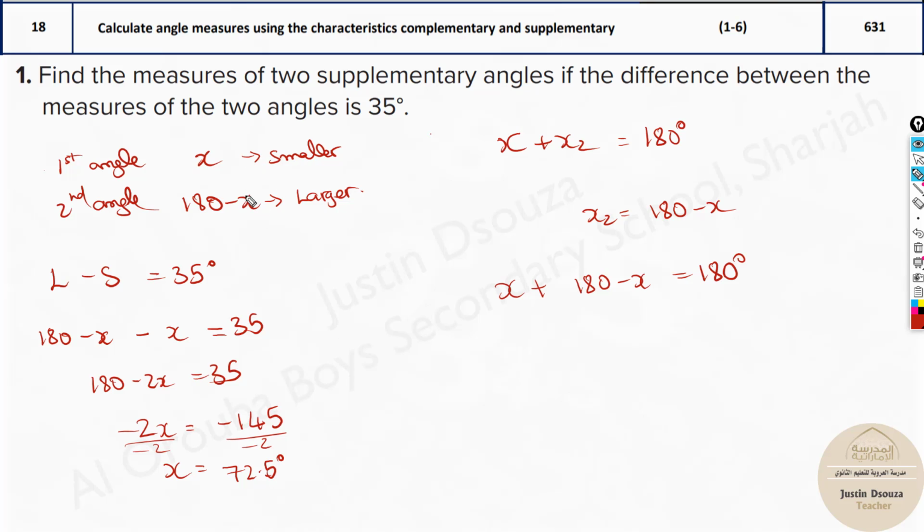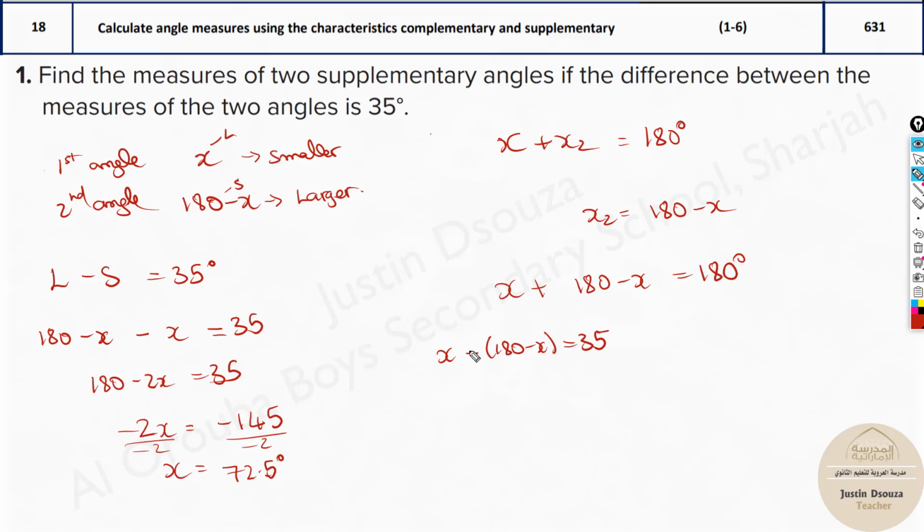Now if you're thinking, why should I take this as smaller itself? Can I take this as larger? Yes, you can take this as larger, this as smaller. I'll show you now. The same thing, it'll just be x minus 180 minus x, that is equal to 35. It will definitely work, no problem at all.